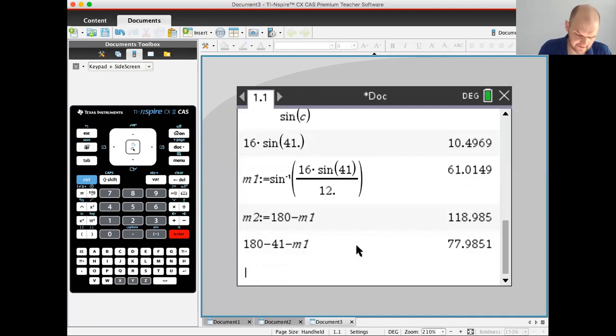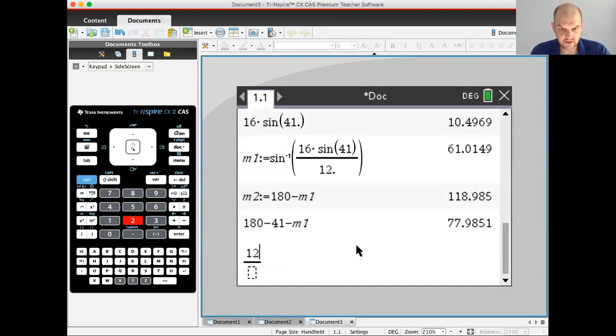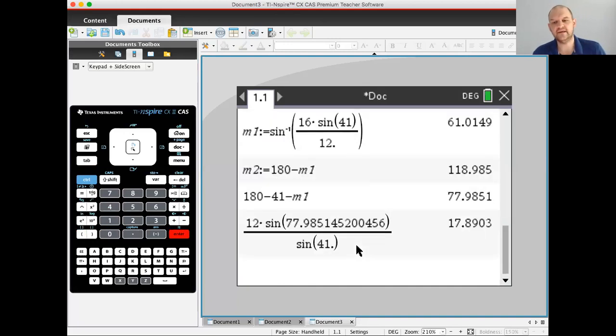So I'm going to write that in, 77.985 degrees. And then we are going to do 12 sine of, I'm just going to use the answer, right? So sine, this is the T1 that I hand wrote before, and then sine of 41, and I get 17.8903. 17.890, I guess. And that's not in degrees, even though I put a degree sign, but you can't see that, and I erased it, so that's fine.